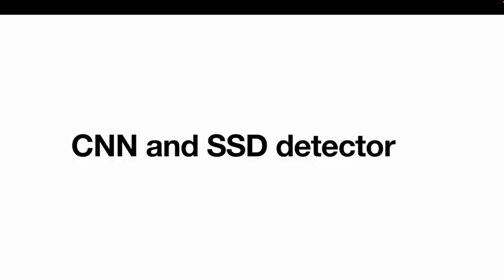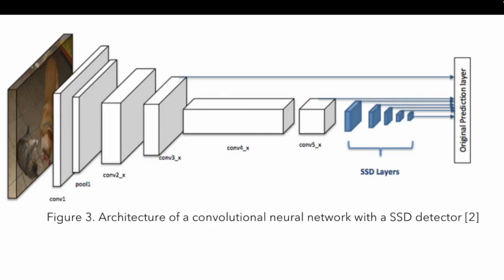CNN and SSD detector: RCNN and SSD are both combined, and what it forms is a neural network that looks something like this. Architecture of a convolutional neural network with an SSD detector. First we have an image, then a pooling layer, then a two-dimensional convolutional layer, then a three-dimensional layer, then a four-dimensional layer, a fifth-dimensional layer. Then the SSD layers begin. The blue layers are SSD layers, single shot detector layers, which are then predicting it as the original prediction layer.